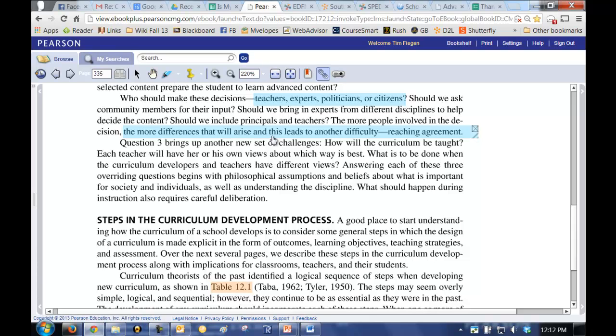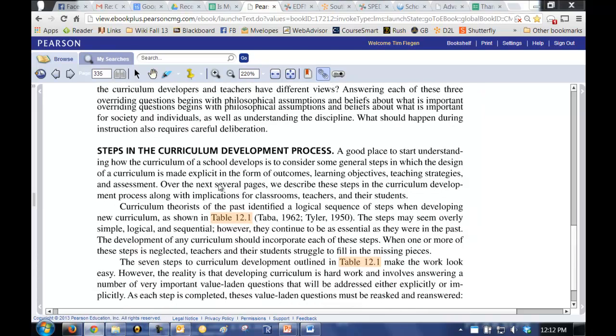And then question 3 brings up a new set of challenges. How will the curriculum be taught? What is to be done with the curriculum developers to answer these views? Answering all these 3 overriding questions will be the philosophical point of it.